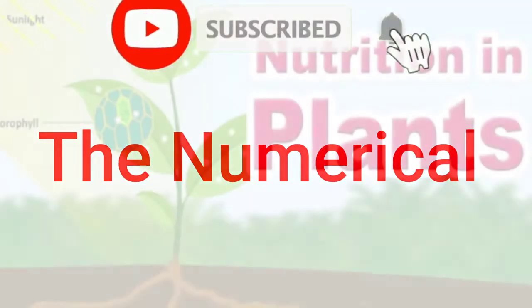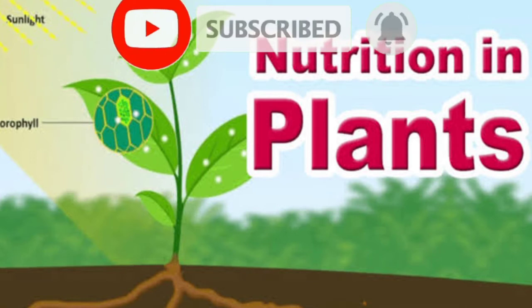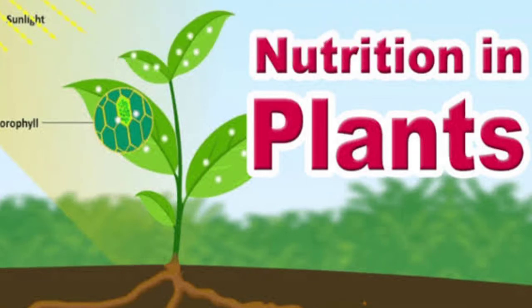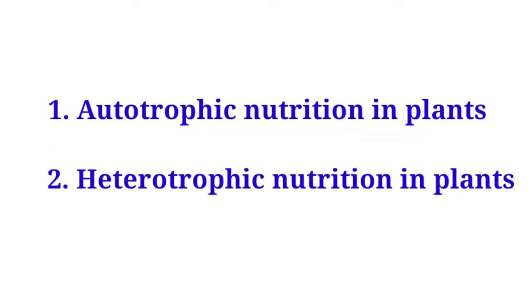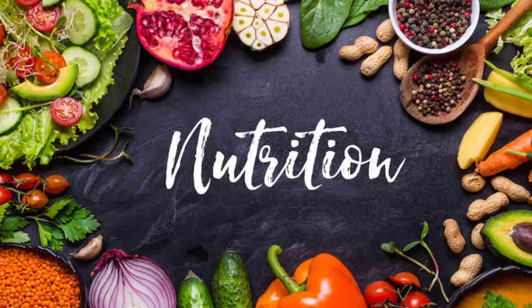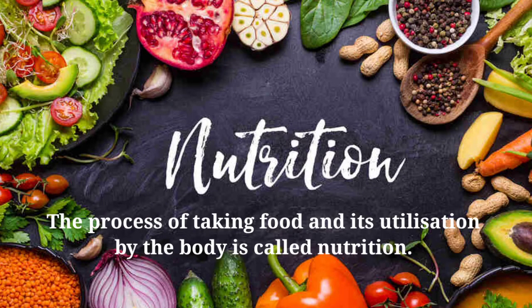In this video we will understand the chapter Nutrition in Plants for class 7. At the end of this video you will be able to explain Autotrophic Nutrition in plants, Heterotrophic Nutrition in plants. So let's start. The process of taking food and its utilization by the body is called nutrition.